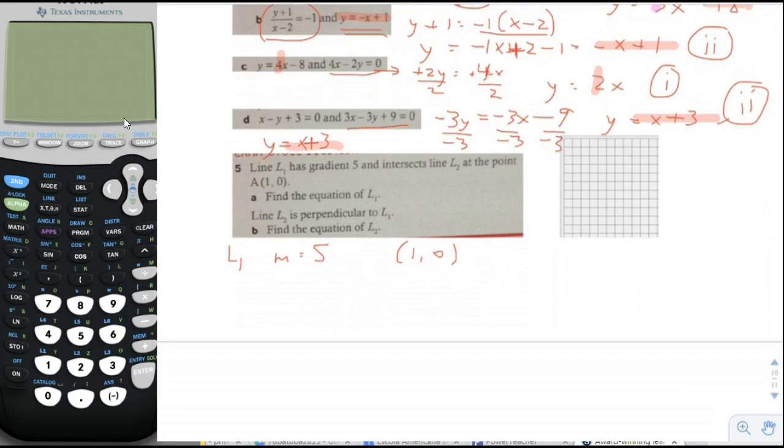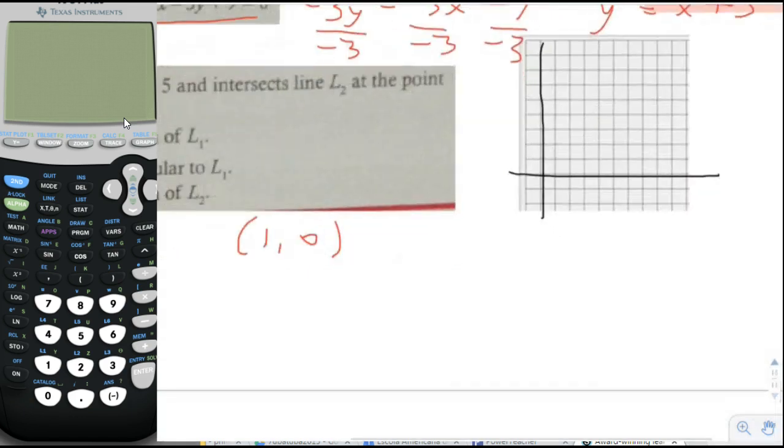So let's see, there's a couple ways we could do this. One is we could graph it, find one more point, and then use linreg. And the other way is algebra. Okay, so let's do linreg. I'm going to draw there, okay? So (1, 0) is right there. Okay? So the line is going to go through that point.